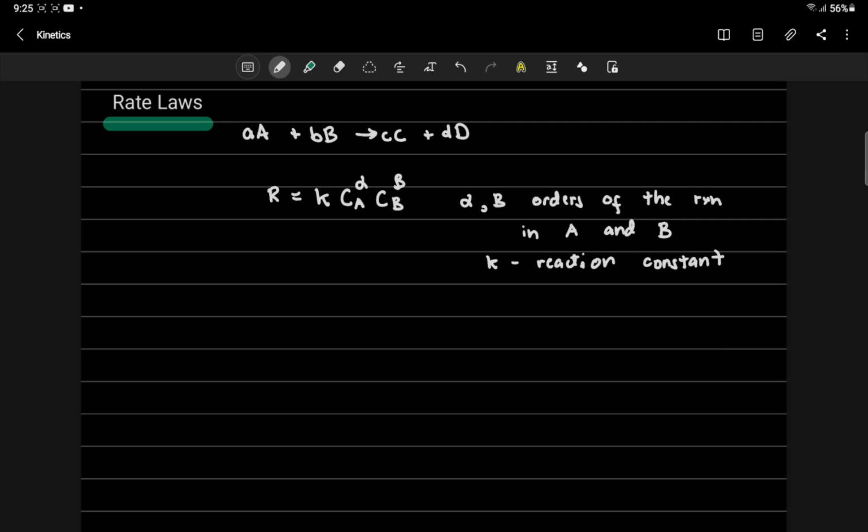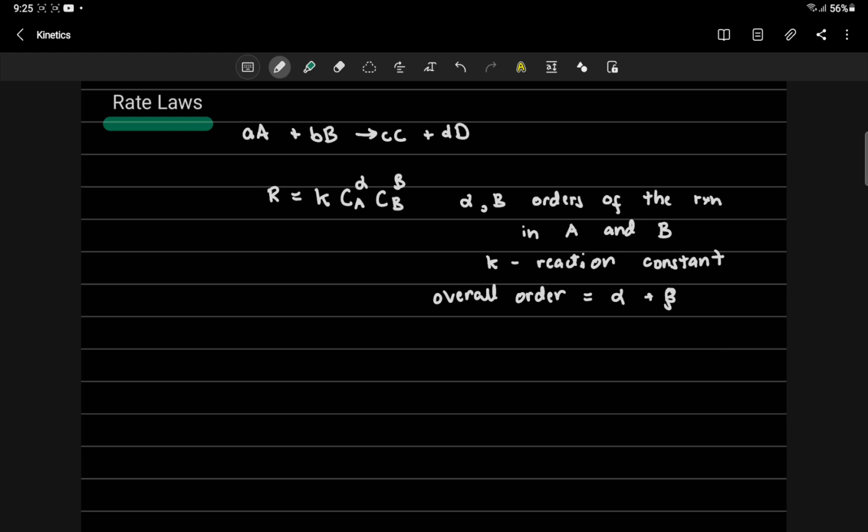Now K is what we call our reaction constant. So if you want to determine the overall order of the reaction, you simply have to add alpha and beta. Again, we are utilizing our hypothetical reaction here. So if you have another third reactant, then you have to include its order of the reaction in that particular reactant and add to this equation for the overall order.